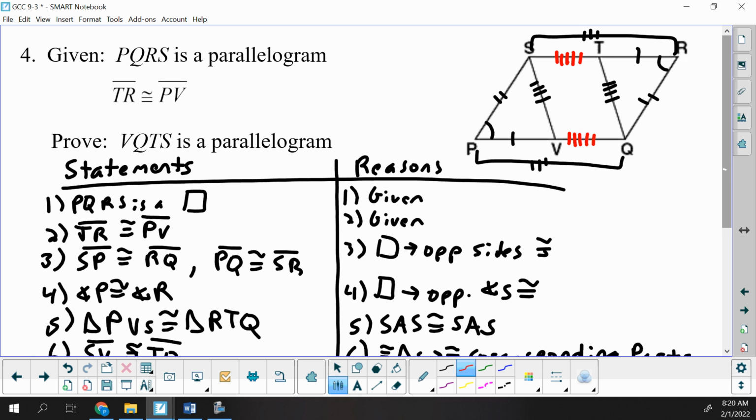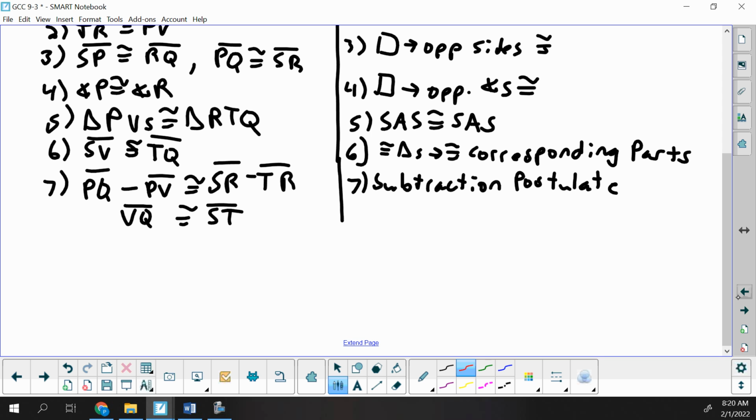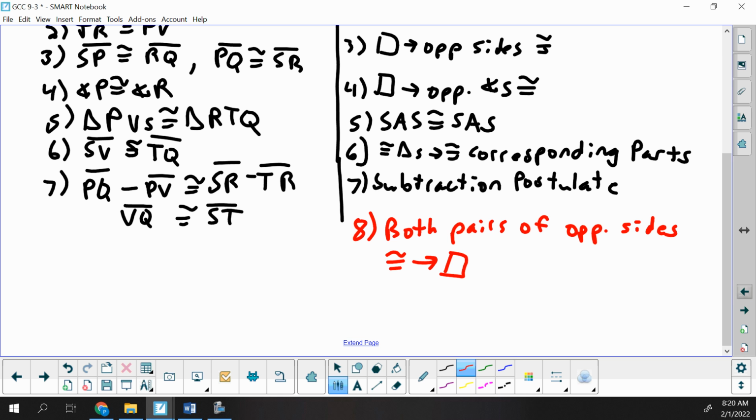Well, notice in that inner quadrilateral, we have both pairs of opposite sides marked congruent now. So we're ready to finish this proof. We can say both pairs of opposite sides congruent implies parallelogram. And we'll have VQTS is a parallelogram.